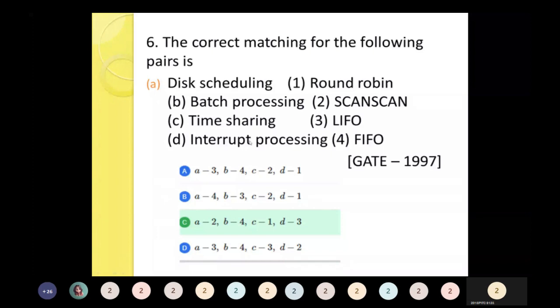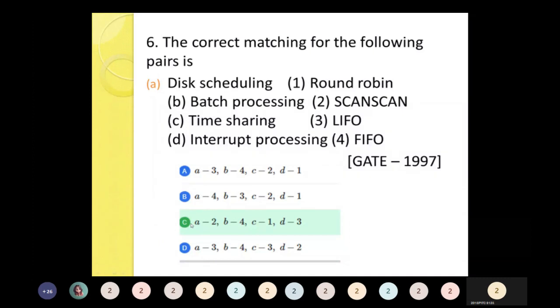That way, time sharing is best suited for round robin. And interrupt processing is last in first out. Whichever comes last will be served first, that is, the interruption will be handled here. That's why interrupt processing is last in first out. So my answer is option C.